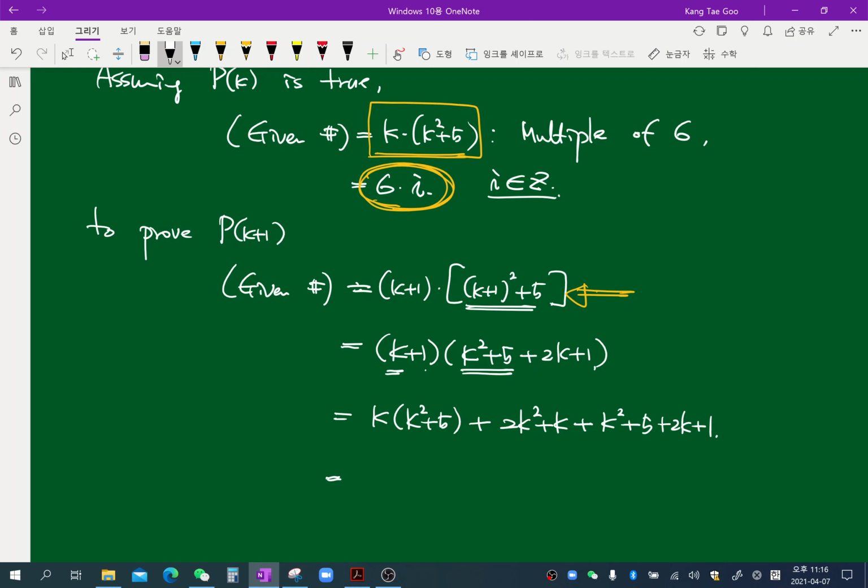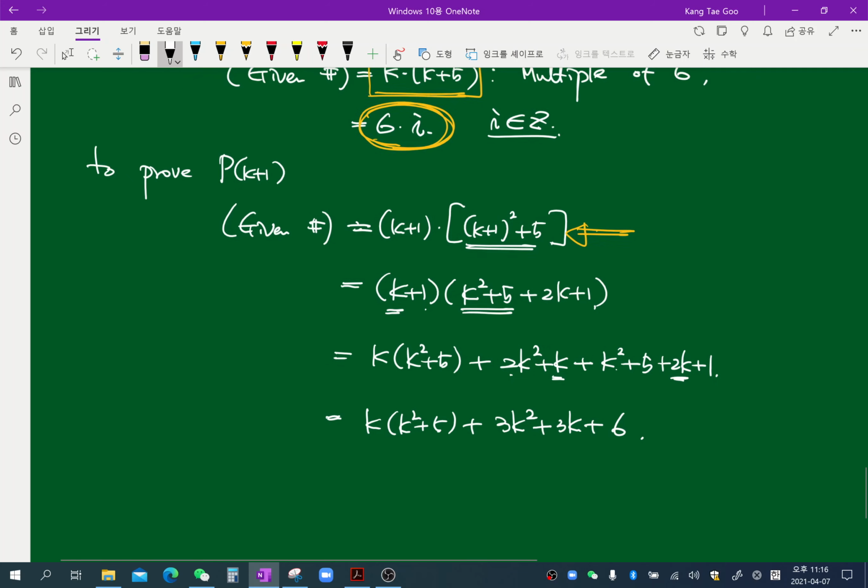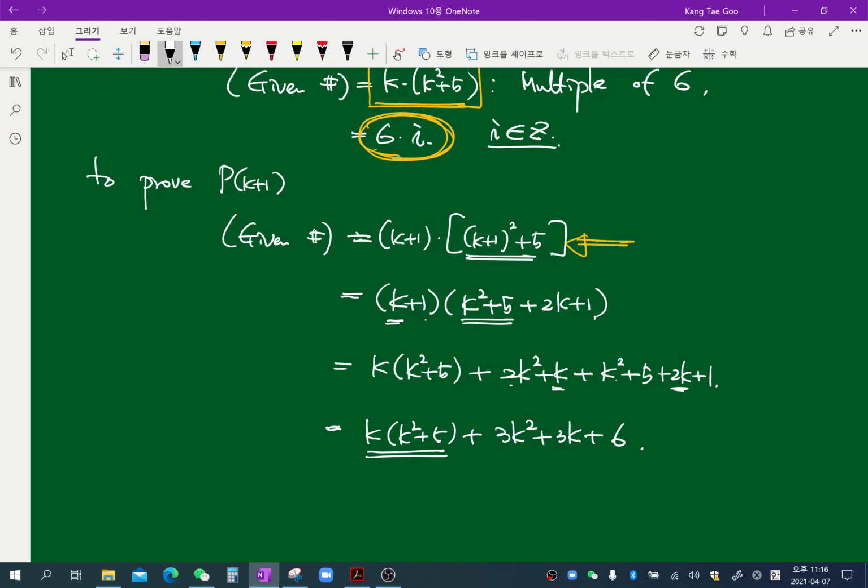Then we simplify the rest of the things first, that is 3k squared plus k and 2k, which is 3k, plus 6, right? And then instead of this part, we can bring in 6i by the assumption that P(k) is true. And those two, I can rewrite like this: 3 times k plus 1, and then plus 6.